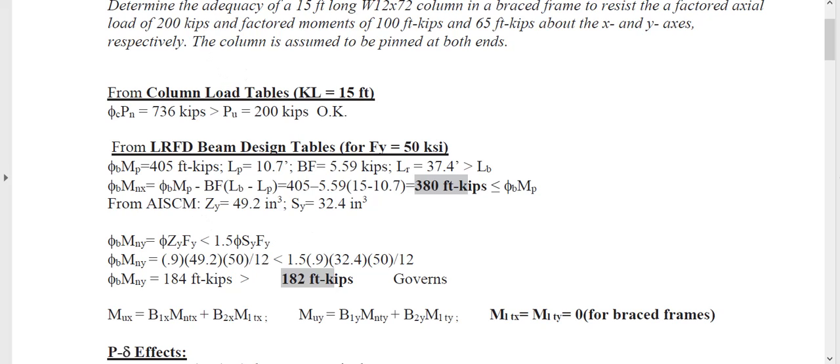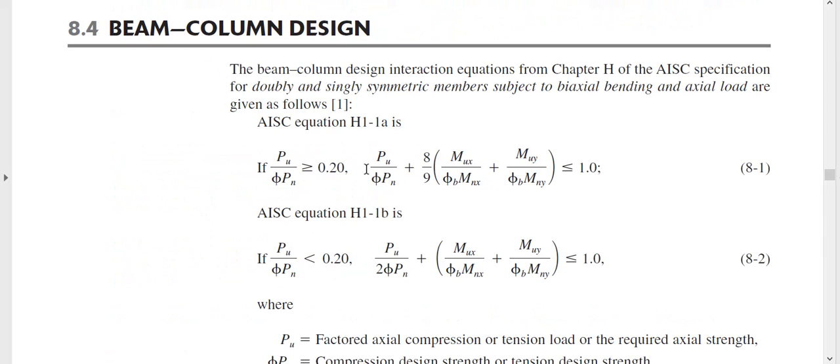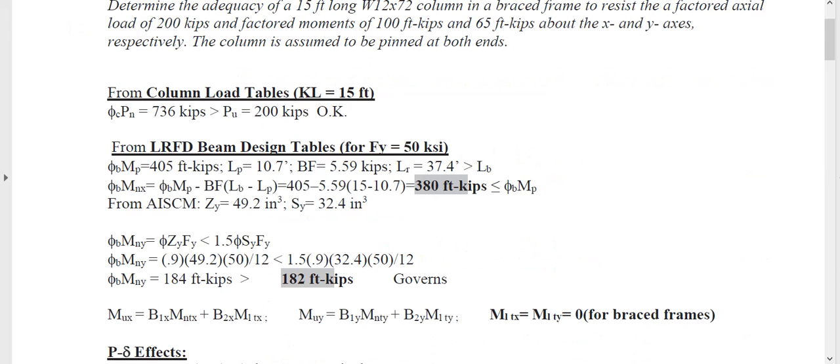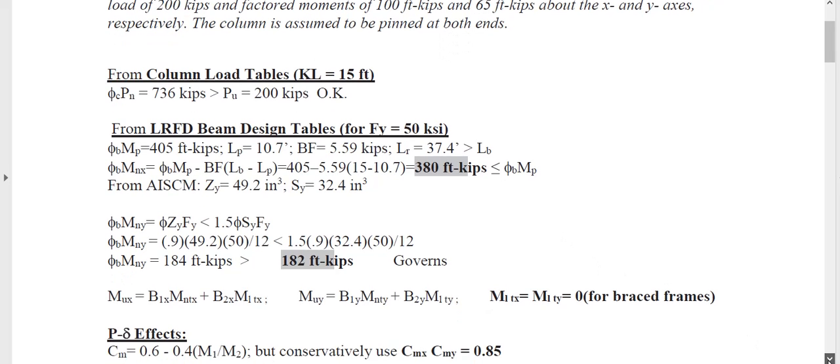Okay, so again to revise, we got this value, we got this value. Now we have to find this value and this value. To find this value we need to find B1, and B1 times 100 is Mux. B1 times 65 will be Muy. Okay, so how to find B1 and B2?